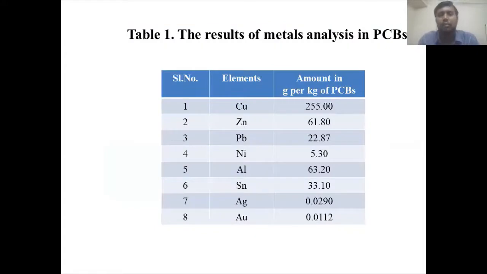Yeah, this is the result of a metal analysis in PCB. We have done it through ICP OES, inductively coupled plasma optical emission spectrophotometer, available in IIT Madras. You can see the result that copper is in the maximum range, nearly 255 grams per kilogram of PCB. And zinc is in the next level, with lead, nickel, and aluminium in the respective places. For the study, we have chosen five metals: copper, zinc, lead, nickel, and aluminium.